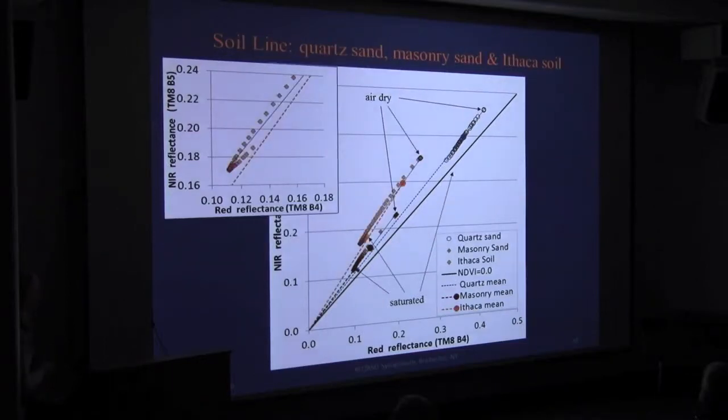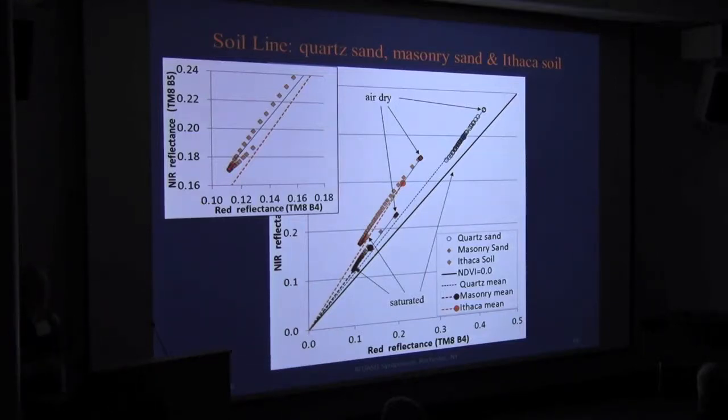All right. And then the Ithaca soil is more shifted. It's more infrared than red than the other. So the basic color is a little bit different, but it follows that basic line, also has a return. You can see it strongly there.